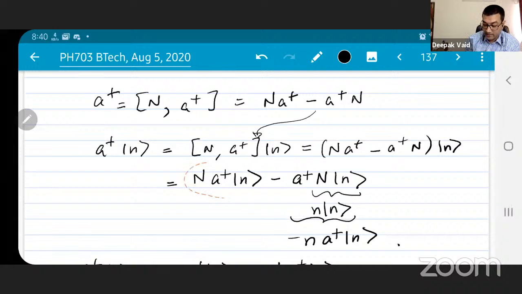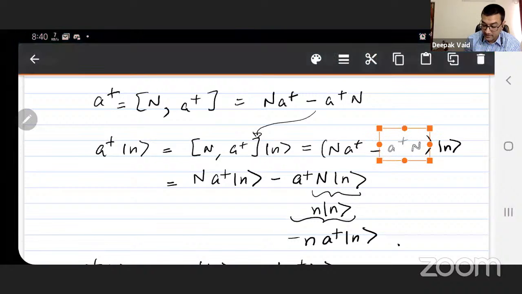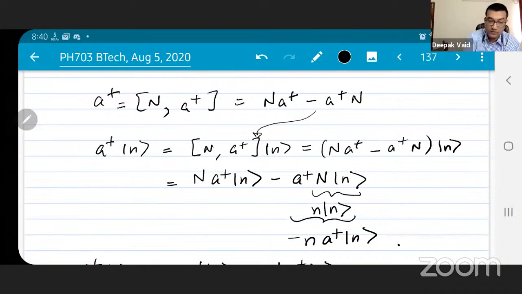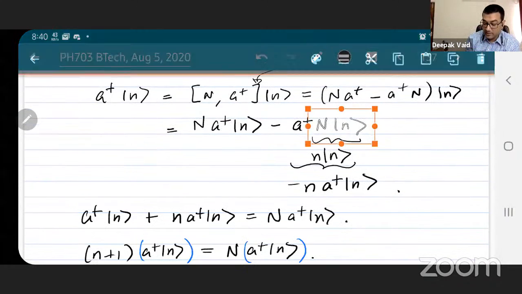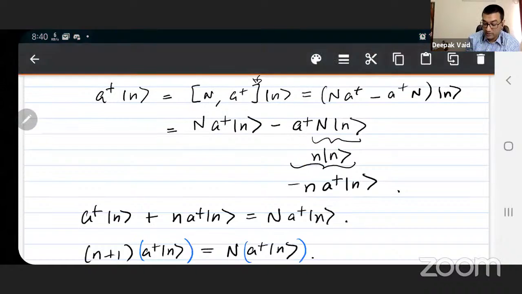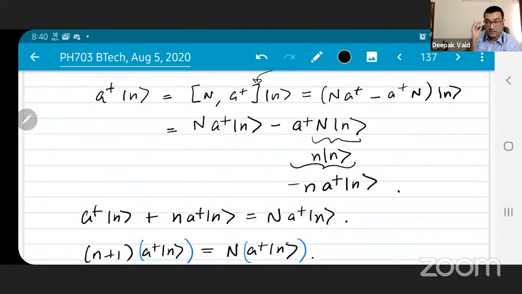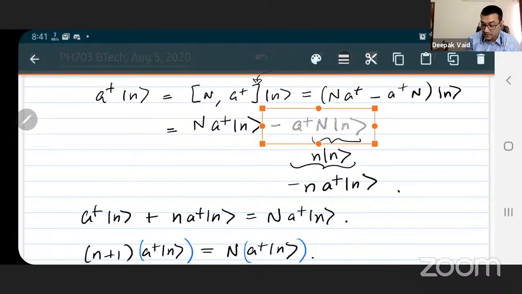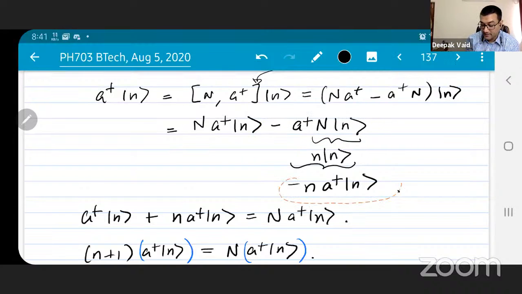On the right side, what do I get? I get N times A dagger, this expression, acting on |n⟩. Then the second term is minus A dagger N, with the number operator acting on |n⟩. The number operator acting on |n⟩ gives me small n times |n⟩, because by assumption this is an eigenstate of the number operator, right? And so the second term on the right becomes minus n times A dagger acting on |n⟩, because small n is just a number, so I can bring it to the left of A dagger.